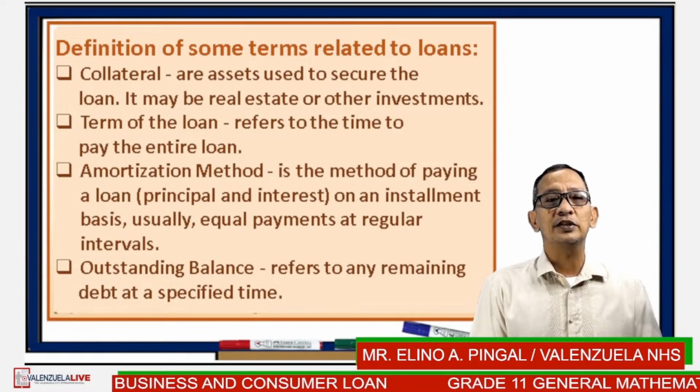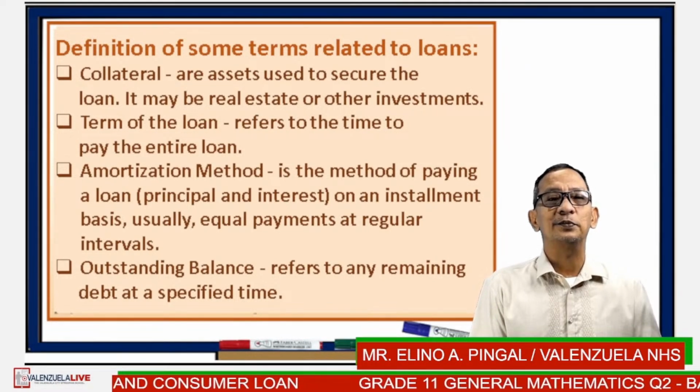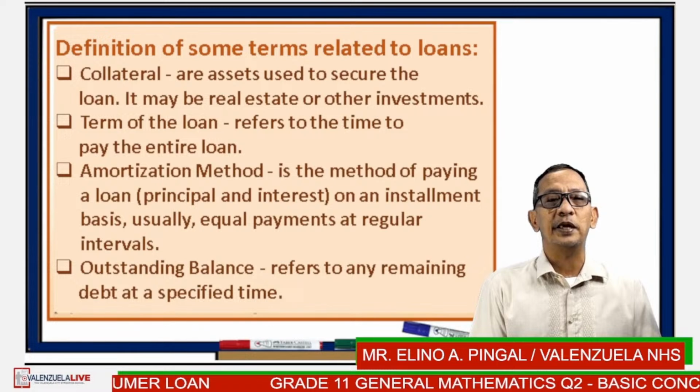The fourth one is outstanding balance. Outstanding balance refers to any remaining debt at a specified time.